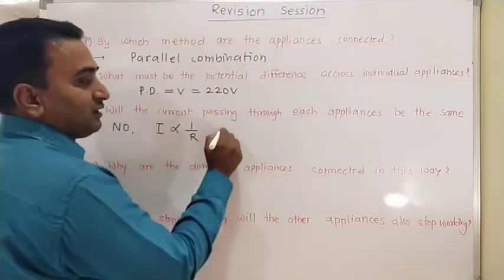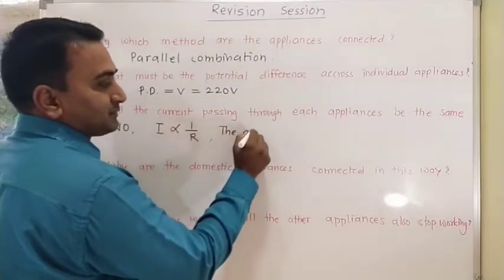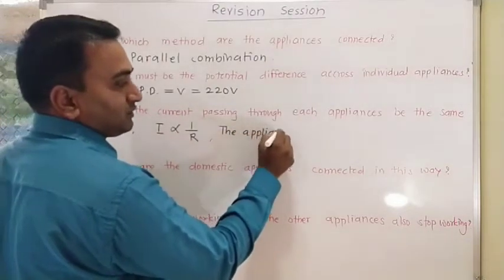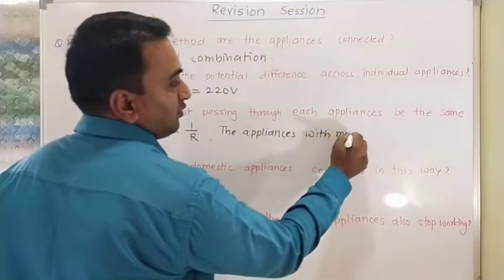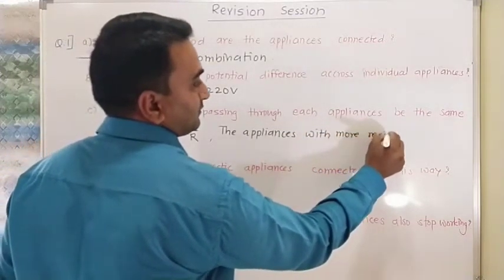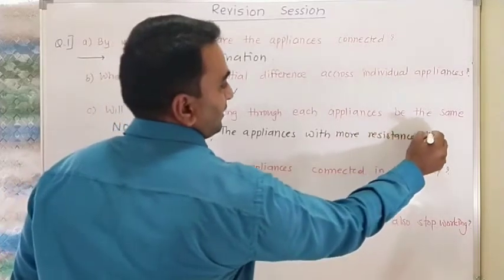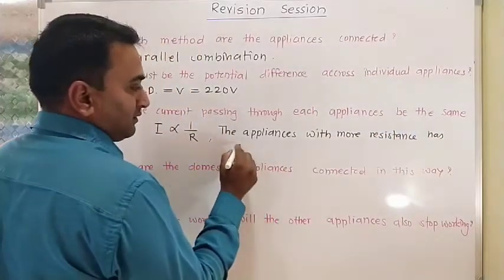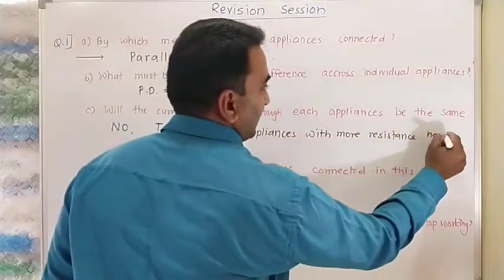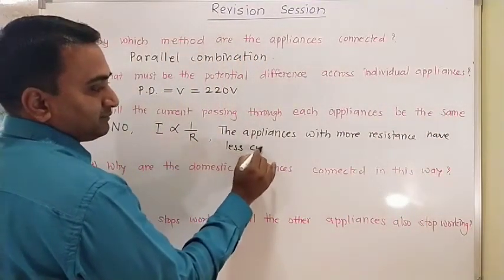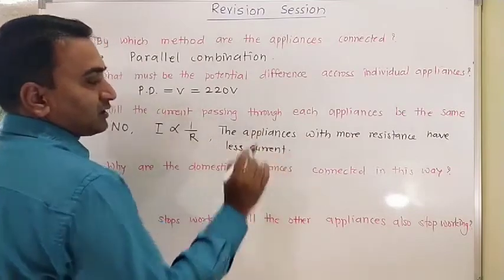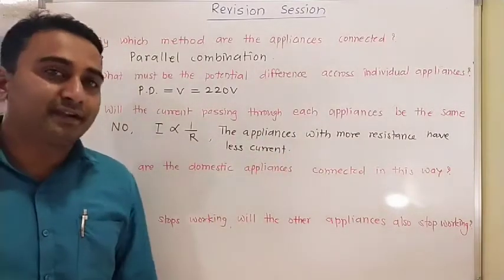So here the appliances with more resistance have less current, or they will draw more current if the resistance is less. Got the point?